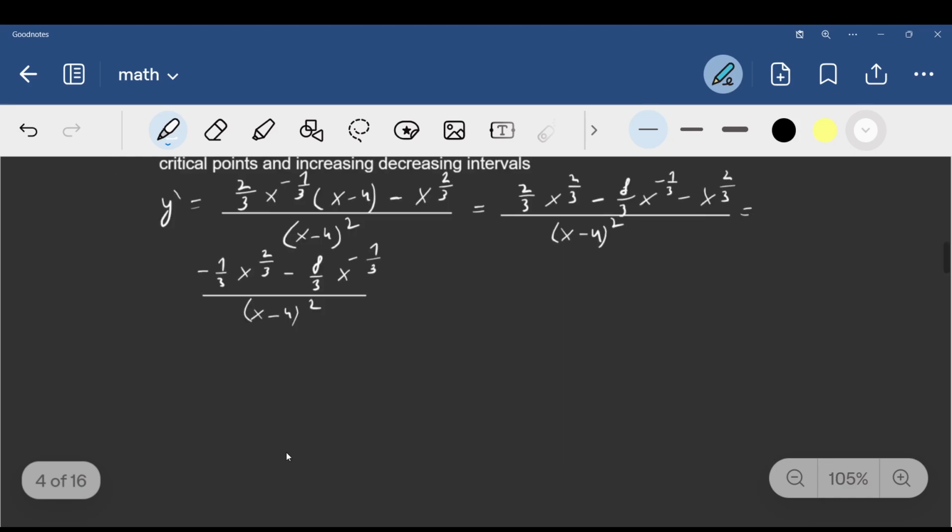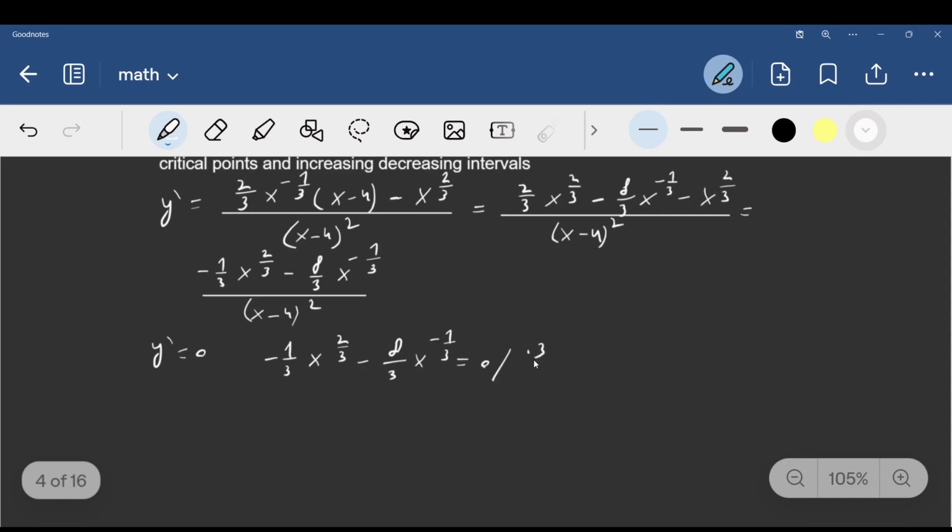Let's see what happens if we try to zero this out. So we will be looking at the numerator. We don't care at this point about the denominator because it won't help us zero out the function. So we're looking at minus a third x to the power of 2/3 minus 8/3 x to the power of minus 1/3. We're trying to zero this one out.